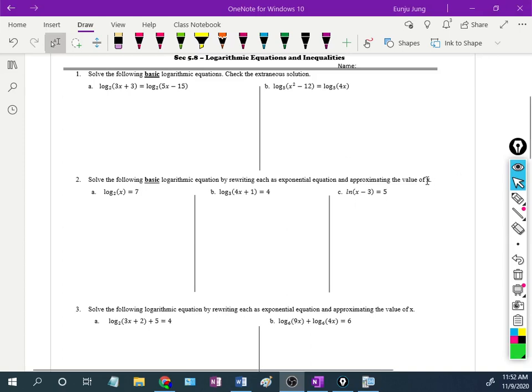Okay, in this video we'll learn how to deal with logarithmic equations. In the next video, I'll talk about logarithmic inequalities. So let's start with the easy kind of equation.